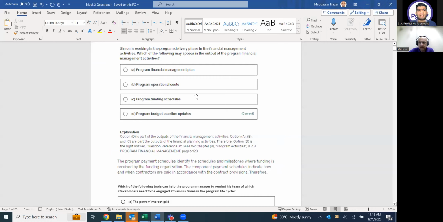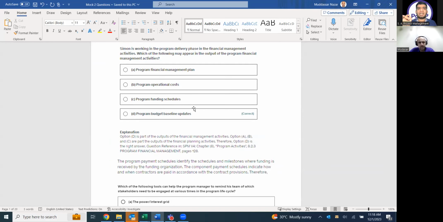Okay, in this table there is no output given for it, right? Yes. So the options: program financial management plan. This cannot be the answer because the financial management plan is made in the planning subphase, right? Yes. Program operational costs, we are not talking about this topic anywhere. Program funding schedules, which is made in the program planning subphase. Okay. And program budget baseline updates.